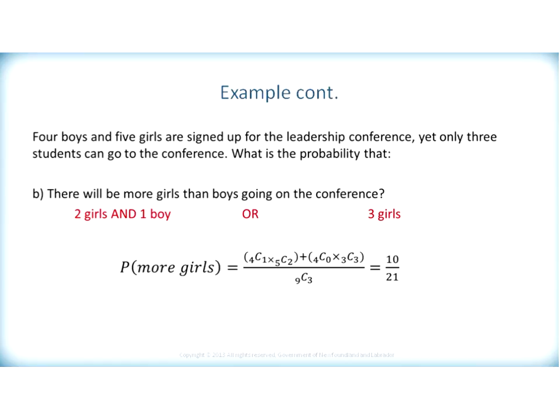Let's have a look at another example. Sorry, it's the same example, yet just a different scenario. 4 boys and 5 girls are signed up for the leadership conference, yet only 3 students can attend. What is the probability that there will be more girls than boys going to the conference? We have different cases to satisfy this condition. We can have 2 girls and 1 boy, or we can have 3 girls. So for the probability that there will be more girls, we have to take each of the individual cases and add them. Since there's an or, we use addition.